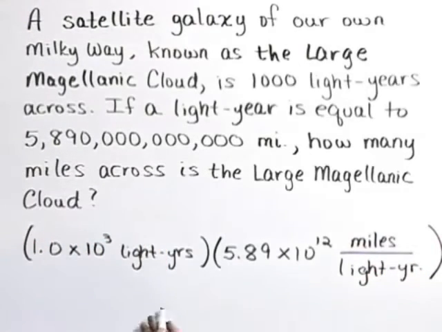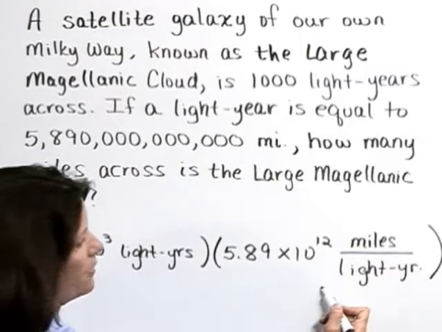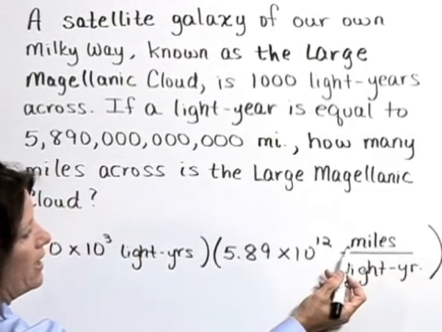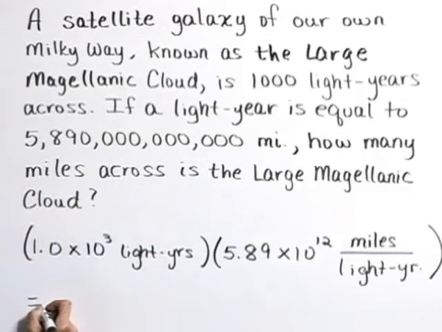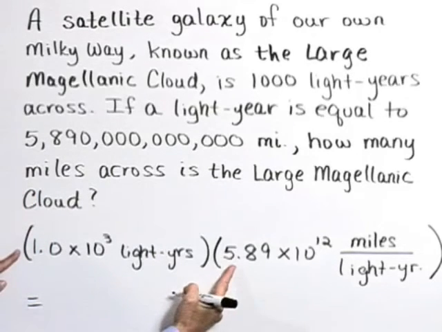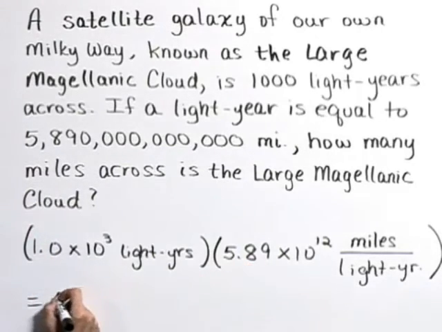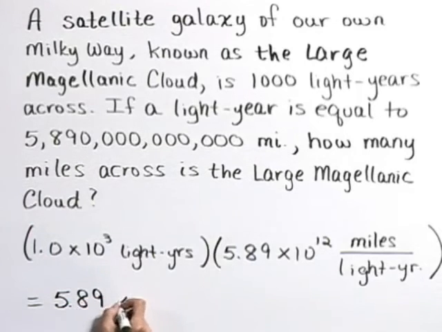Now as we multiply these, light years on top is going to cancel light year on bottom and leave this answer in the unit of miles, which is what we're looking for. As we multiply numbers in scientific notation, let's multiply their numeric value out front first. And 1 times 5.89 is 5.89.